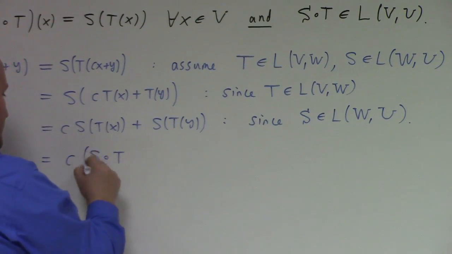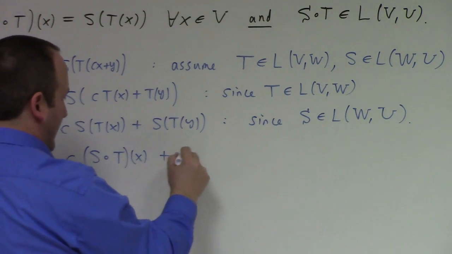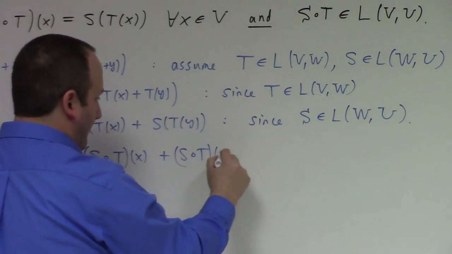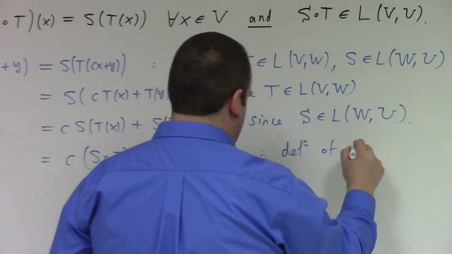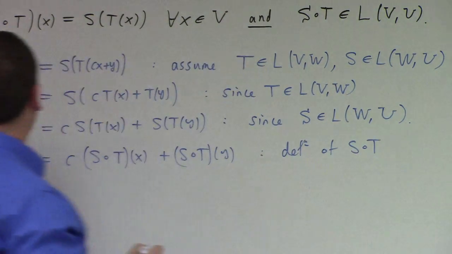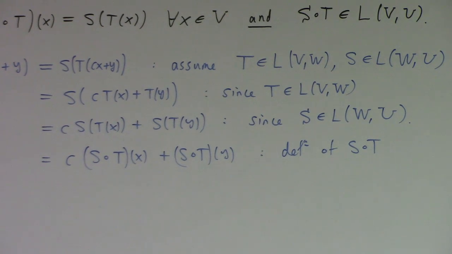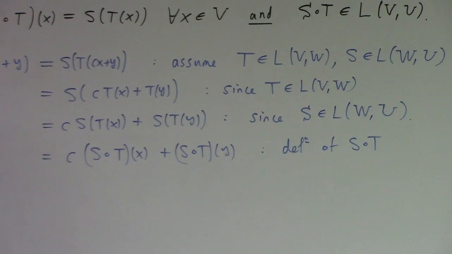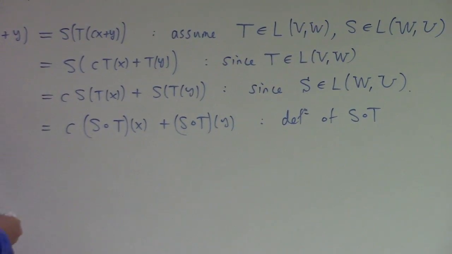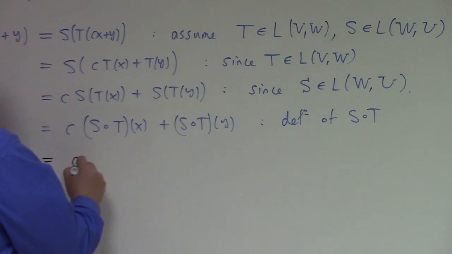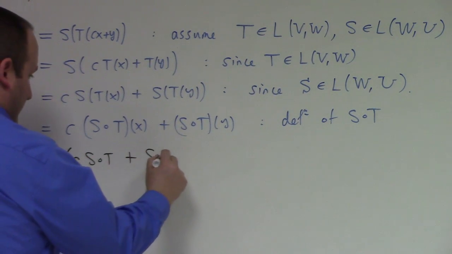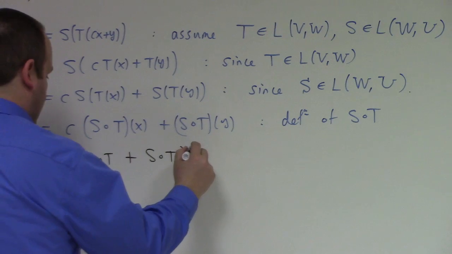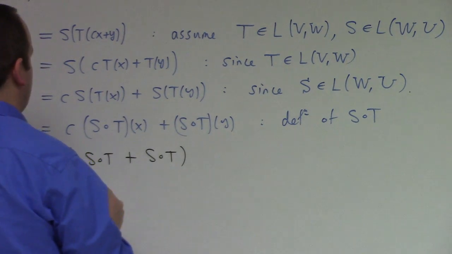So we have S composed with T of X plus S composed with T of Y. This is by definition what? S composed with T. And then what's my finishing blow? This is C times S composed with T of X, plus S composed with T of Y.